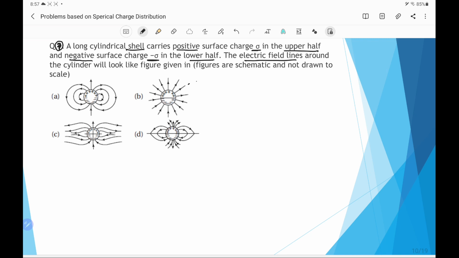Field lines originate from the positive charge and terminate at the negative charge, but in figure B they are not forming closed lines. That means they are not continuous from positive to negative. Therefore, option B is the wrong option.